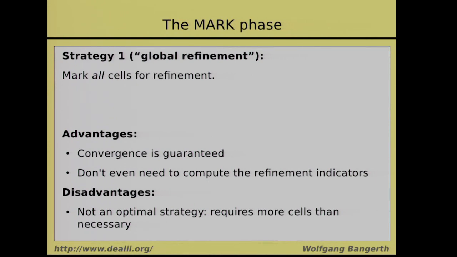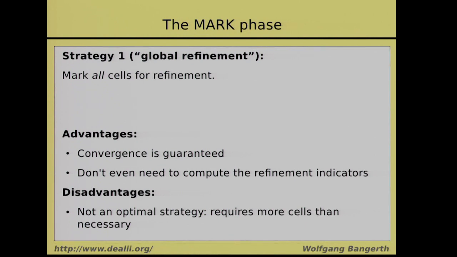One would be to mark all cells for refinement. Of course, if you mark all cells for refinement, there wasn't even a need to compute these refinement indicators. But you might have wanted to do this in order to estimate the true error. So maybe you're more interested in the actual size of the error than in using the error indicators for mesh refinement. In that case, it makes sense to compute the error indicators or error estimators.